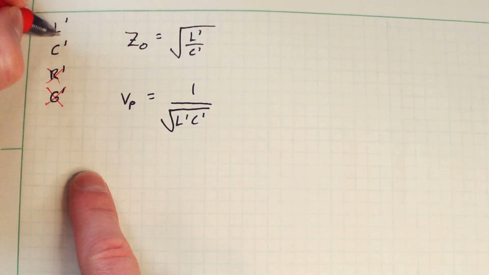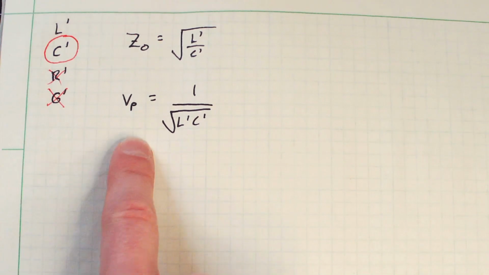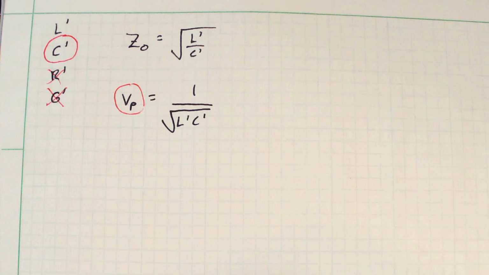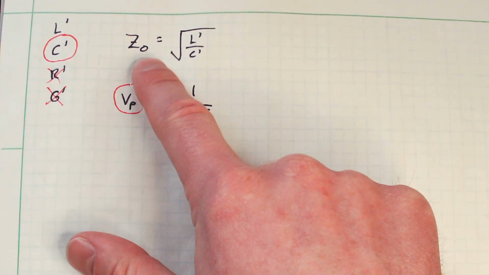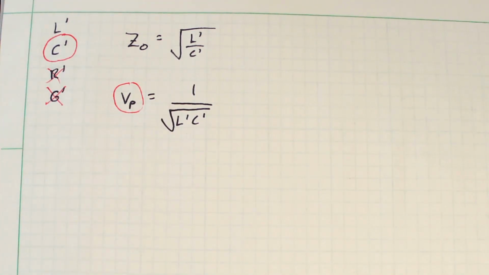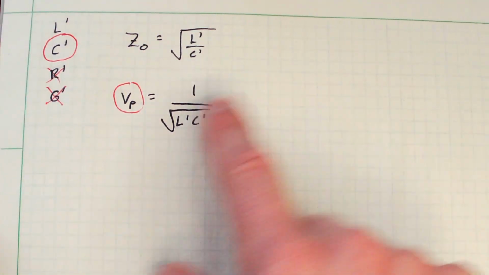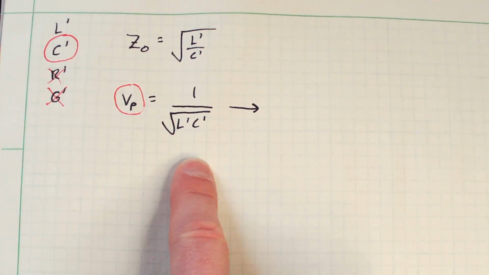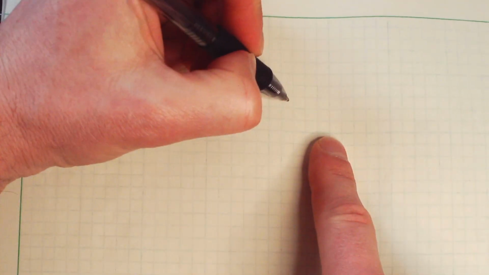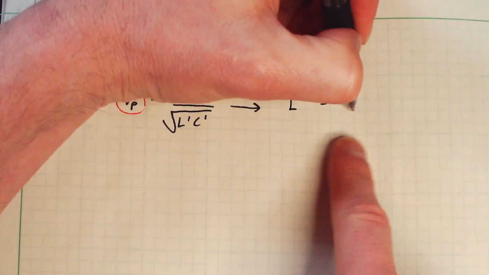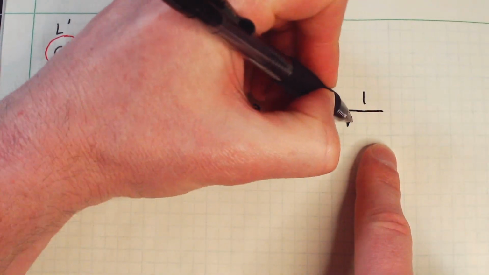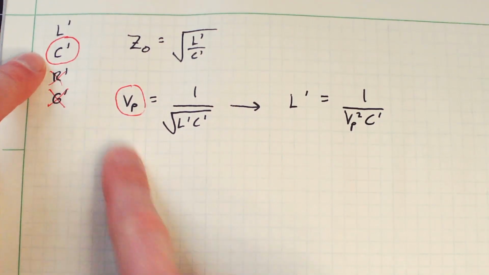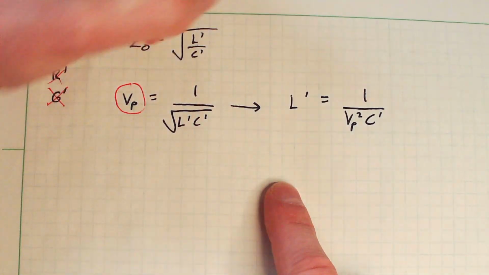So what we're really going to do is actually measure C prime, and then we're going to measure V sub p. And then given these 2 parameters, we are then going to derive the characteristic impedance Z naught and the characteristic inductance L prime. So let's start by doing a little bit of substitution. I'm going to solve for L prime in terms of V sub p and C prime. And what I will find is that L prime equals 1 divided by V sub p squared times C prime. So you notice if I know these 2 parameters, I can effectively calculate L prime over here.